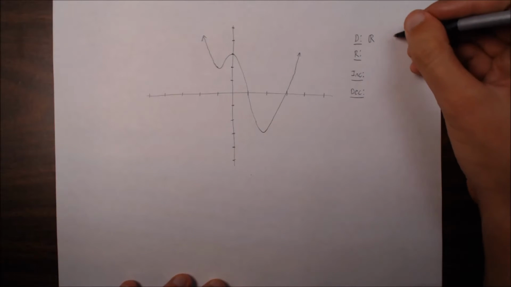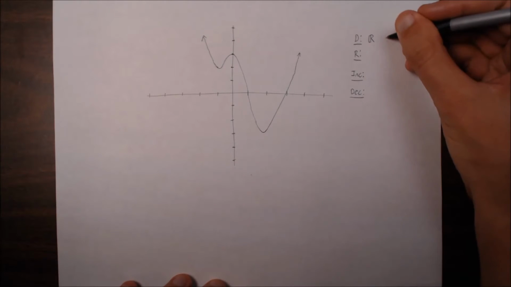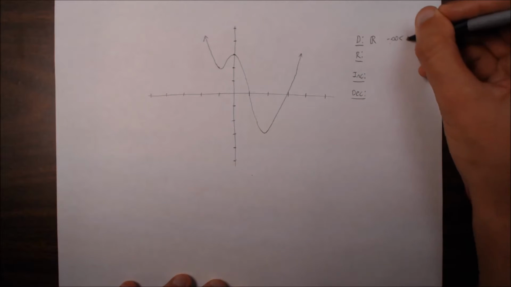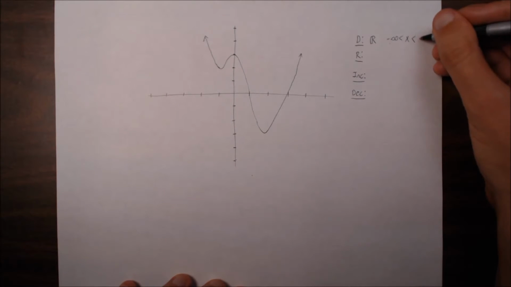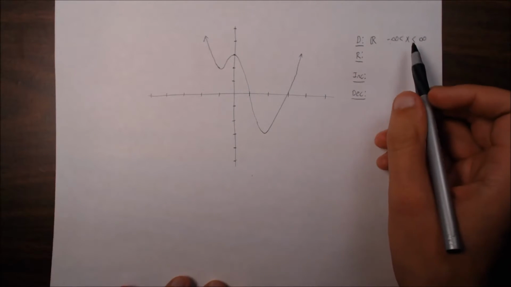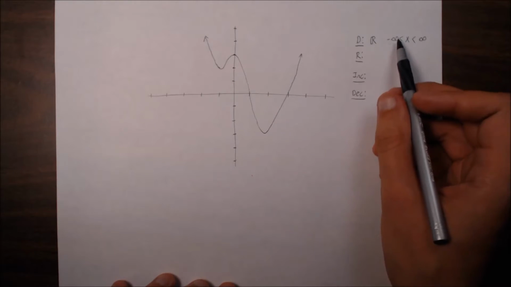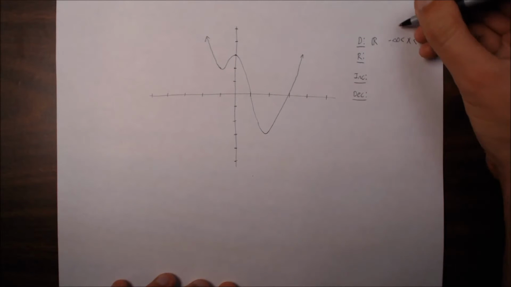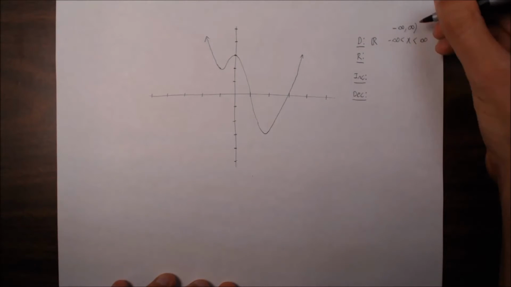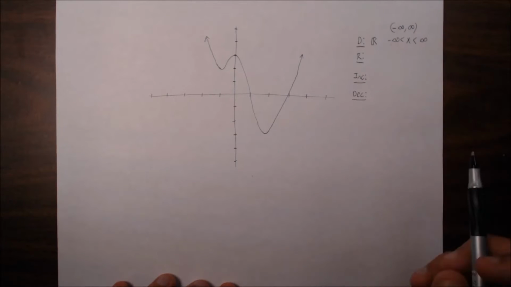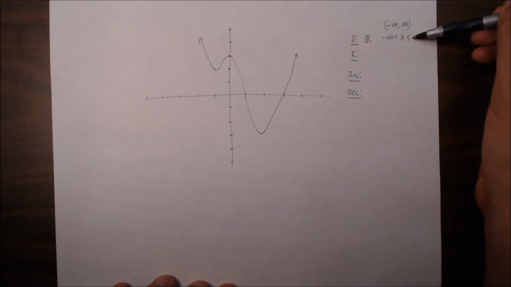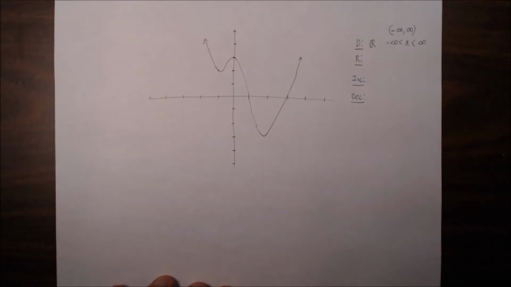You could also say negative infinity is less than x is less than infinity. And this is just using inequality notation to say that x is everything from negative infinity to infinity. You could also say like this, from negative infinity to infinity, using interval notation. Okay, interval notation, inequality notation. I just like to use the symbol if it's all real numbers.